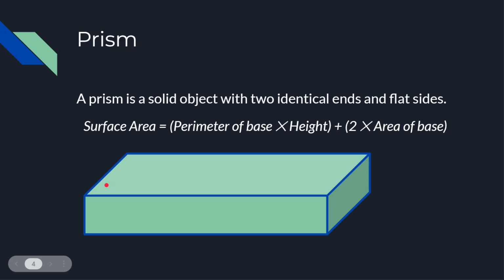Now, as long as you have any prism that has two bases connected by these lateral surfaces, you'd be able to determine the surface area with this formula: 2 times the area of the base plus the perimeter of the base times the height of the prism.